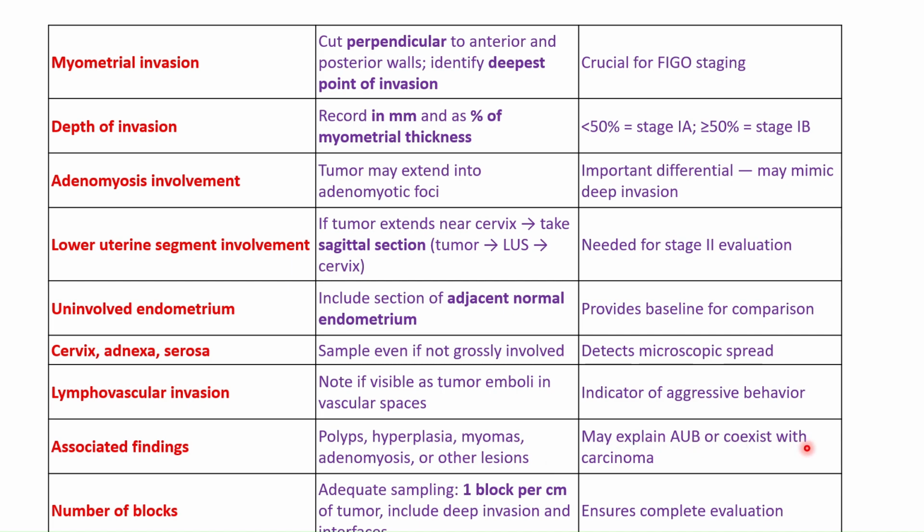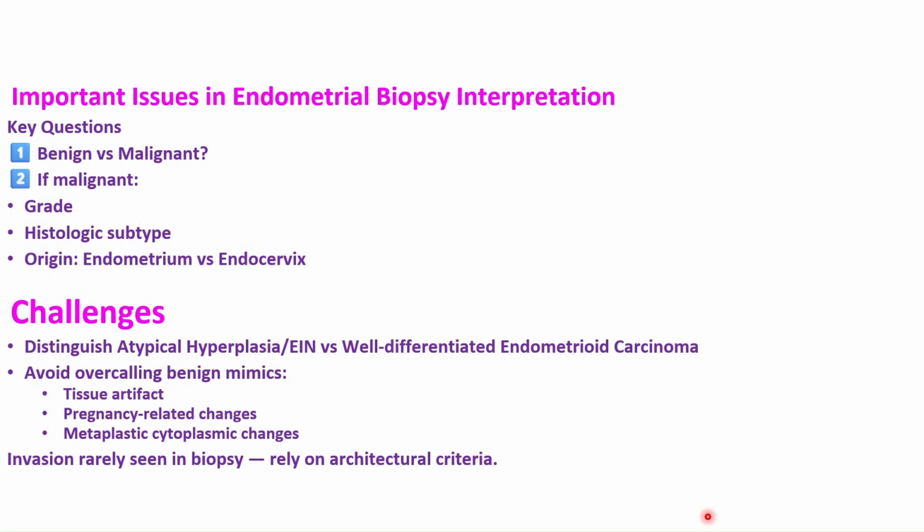What is the number of blocks required? For adequate sampling, one block per centimeter of tumor, which includes deep invasion and the interface, so it ensures complete evaluation. So this is how we can gross the whole specimen if we are receiving a hysterectomy specimen.